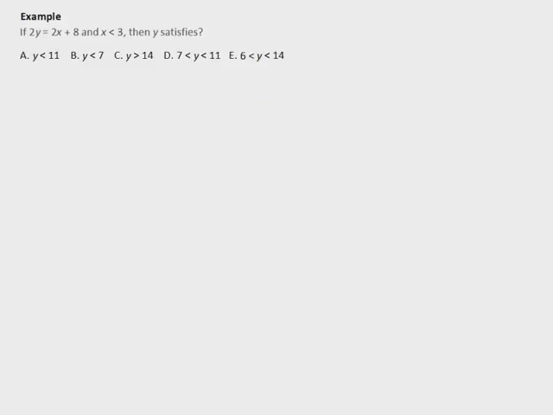If 2y is equal to 2x plus 8 and x is less than 3, then y satisfies. Okay, a different kind of question. They've told you that x is less than 3 and what is the range of values of y? And y and x are related by this equation. So 2y is 2x plus 8. Now x is less than 3. So from that, I'm going to try to build up to y. And given that x is less than 3, I'm going to try to get to this expression.